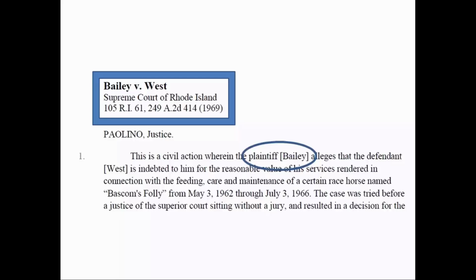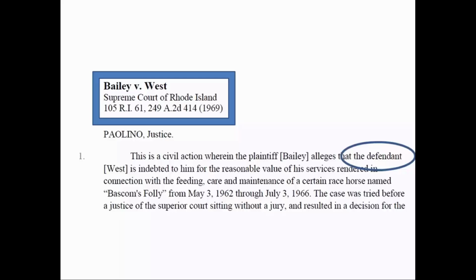So a plaintiff files a complaint and it names the other parties, and typically what would be involved is naming defendants. So in this case, Bailey sued West. West is the purchaser of a racehorse that Bailey cared for at his farm, and West is called the defendant. That means he was named by the plaintiff in the complaint as the defendant. You can have multiple defendants. In this case, there's simply one defendant, West.